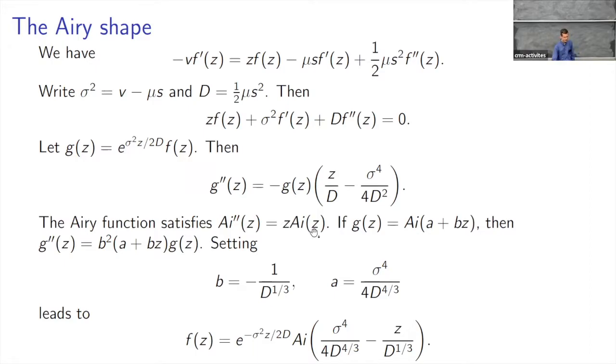In particular, if we let g of z be the Airy function evaluated at a plus b times z, then the second derivative of g is given by this expression, and one can check that with this choice of b and this choice of a, that's exactly the equation that we derived. And that gives us this function here for the shape of the traveling wave.